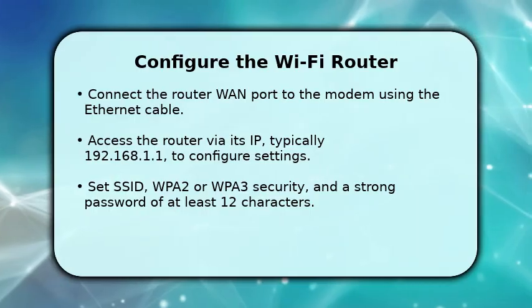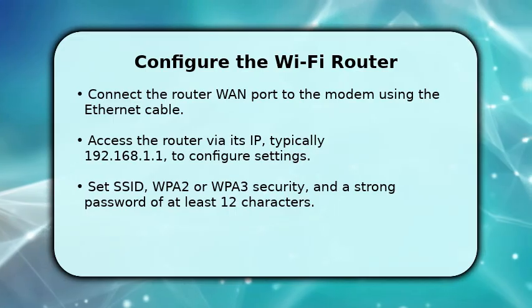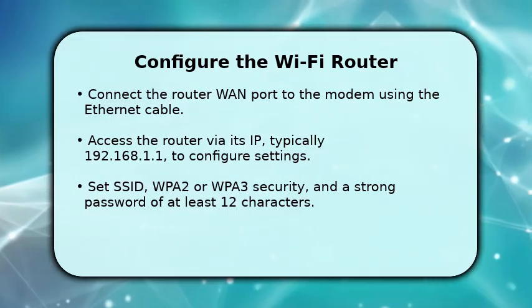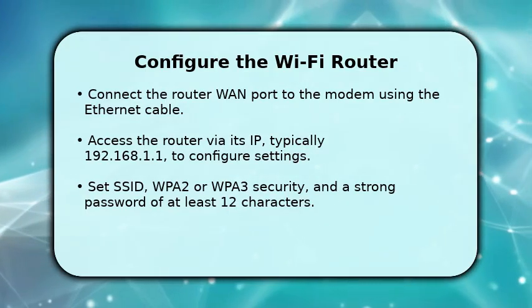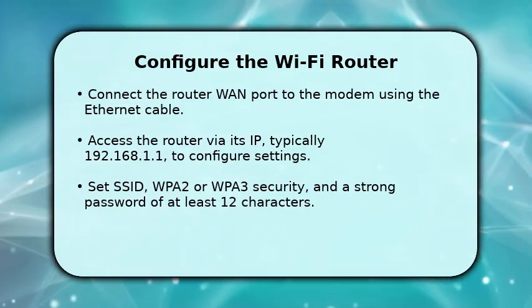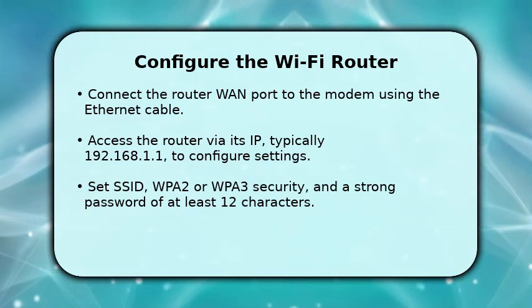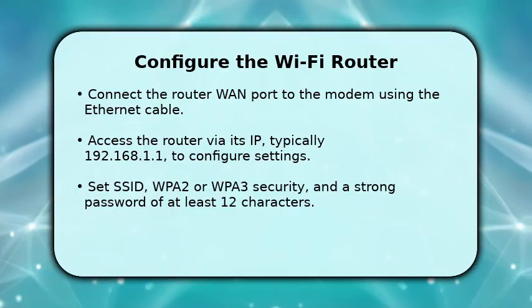Choose a router mode of router or automatic rather than access point when sharing cable internet. Set the wireless SSID and select 2.4 GHz, 5 GHz, or both bands for coverage. Enable WPA2 or WPA3 security and create a strong password of at least 12 characters.